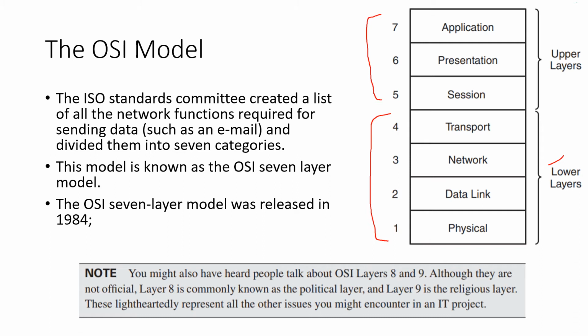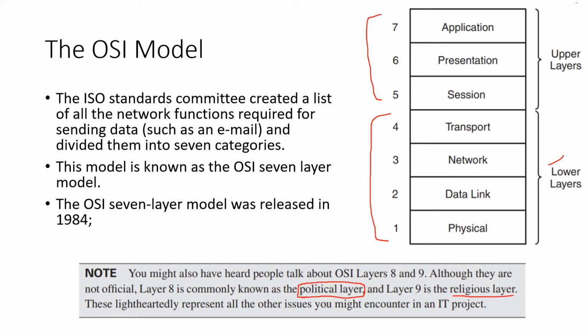And a very interesting thing: up till now you have heard about these 7 layers, but you might also have heard people talk about OSI layers 8 and 9. Although they are not official, layer 8 is commonly known as the political layer. Like you can see the censorship in our country and some other countries like China. And layer 9 is the religious layer.